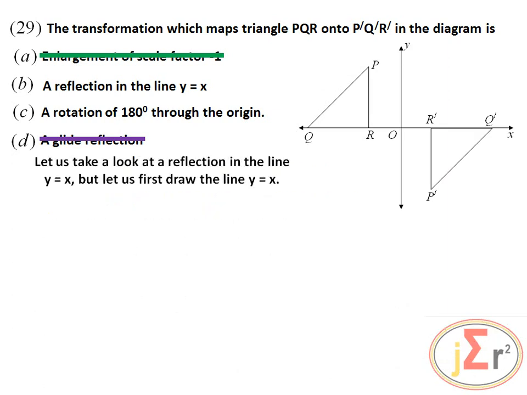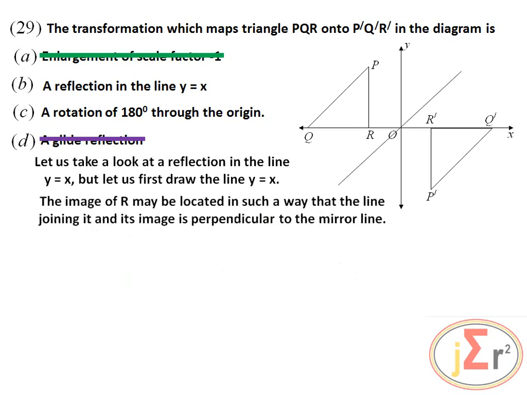Let us take a look at a reflection in the line y is equal to x. Cannot do that if we do not have the line y is equal to x. So let us draw that line y is equal to x first. There we have it. The image of R must be located in such a way that the line joining it and its image is perpendicular to the mirror line. So we are going to draw a line from R to its image, and it must be perpendicular to the mirror line like that. Okay, right.